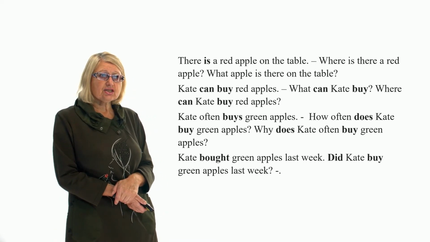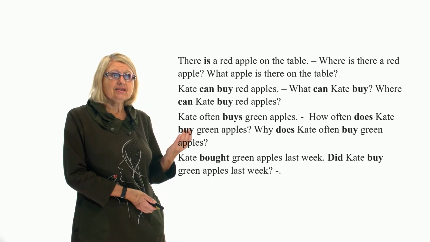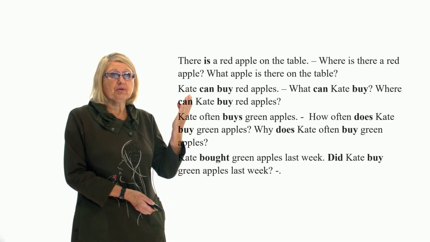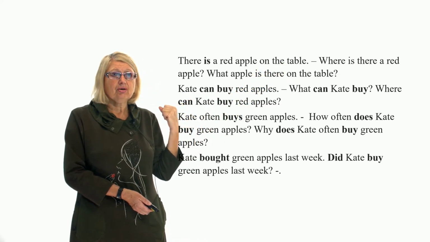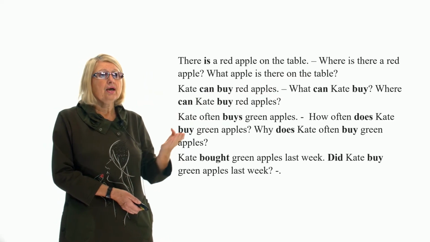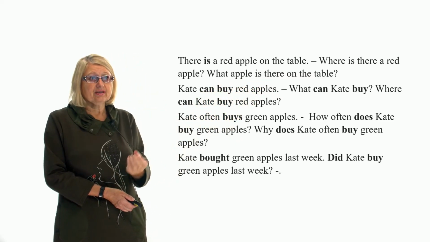Now let us look at the examples. There is a red apple on the table. Where is there a red apple? We don't write on the table in the question because it is an answer. What apple is there on the table? Какое яблоко?